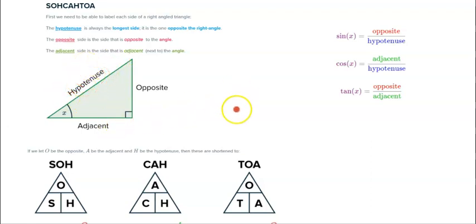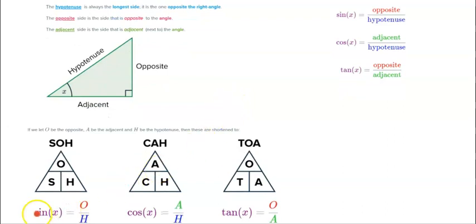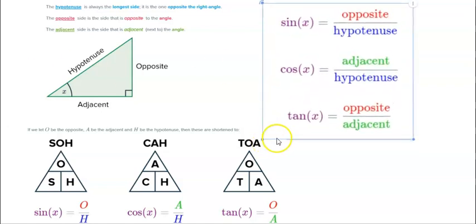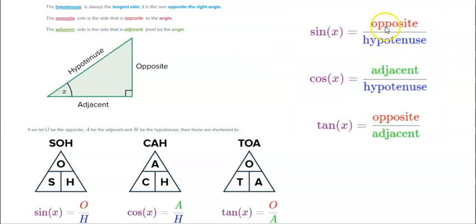Then we got the formula called SOH, S-O-H, CAH, C-A-H, and TOA, T-O-A. Sine x is equal to opposite over hypotenuse. Cos x, where x is an undefined angle, that value can be defined, is adjacent over hypotenuse. Tan x is opposite over adjacent. So these are the formulas that we will be using to find out some of the things.